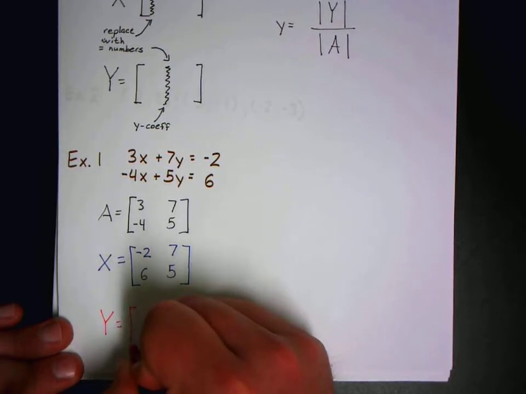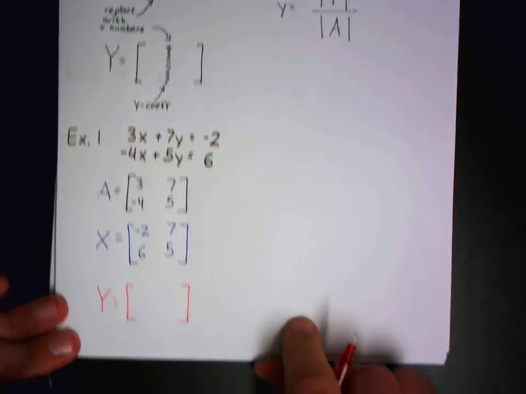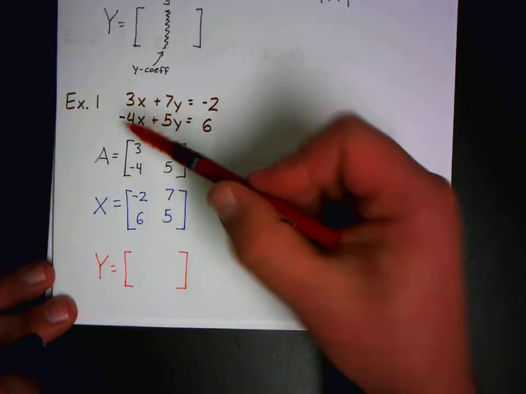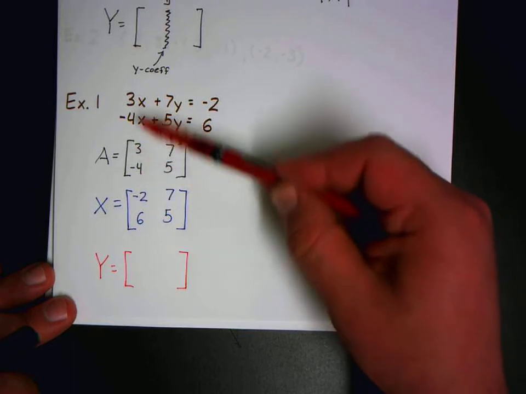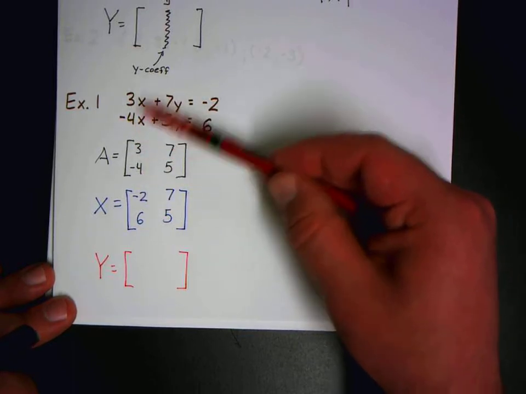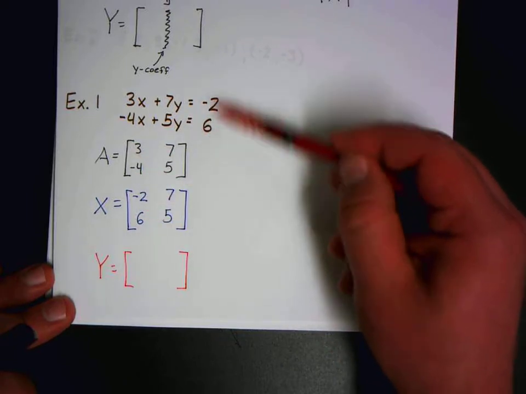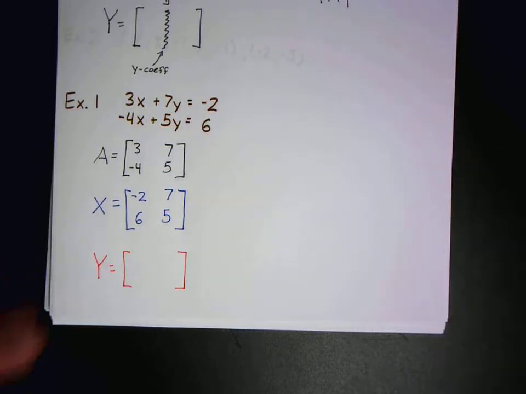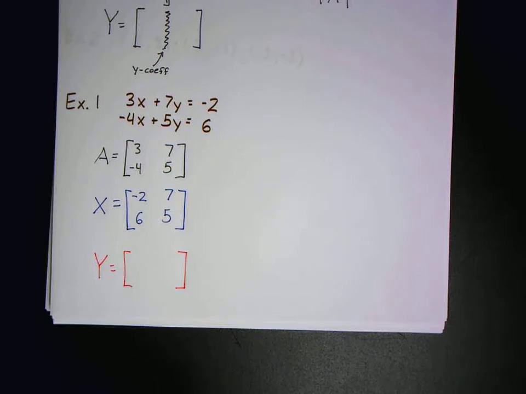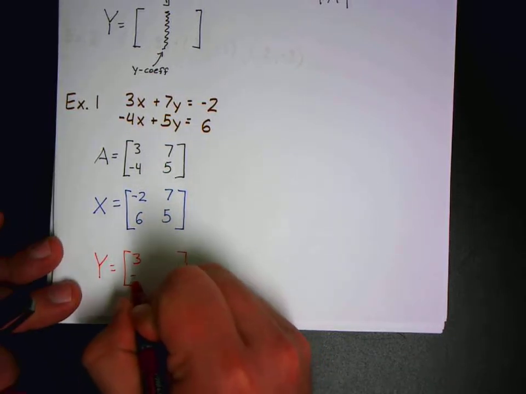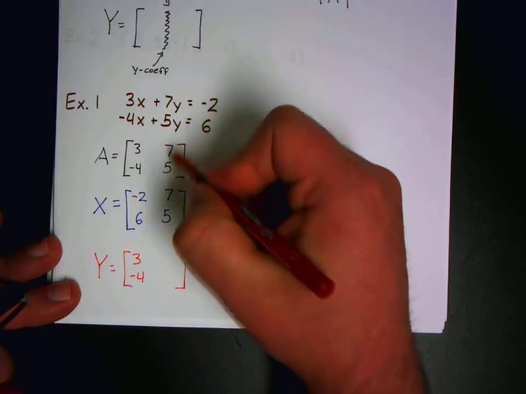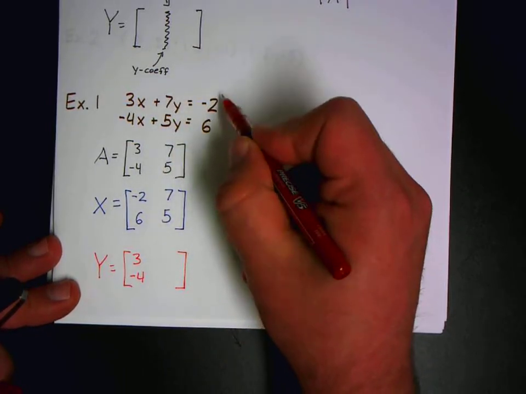Go ahead. Where did those X's come from? You got X equals. Okay, I take the A matrix. Okay, the X coefficients, I take them away. So the 3, -4, I take them out, and I replace them with the numbers from over here. So I take out the 3 and the -4, and I replace it with the -2 and the 6 from on the other side of the equal sign. So the Y matrix is the same thing. I take the A matrix, but instead of using the Y numbers, I replace the Y numbers with the equal sign numbers.